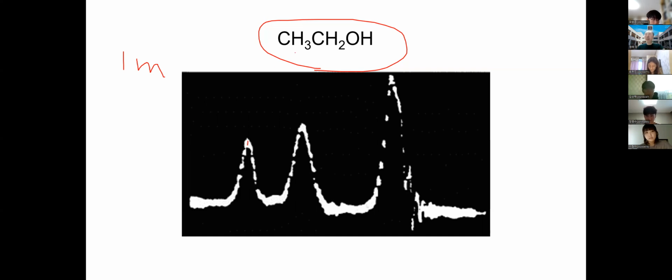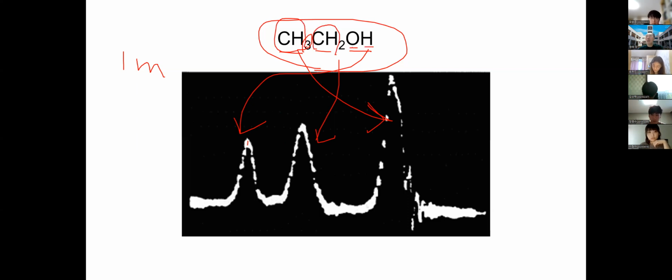But the important thing is, among those protons, this technique can recognize those differences by looking at those sizes. We can assume there are 3 signals here, 2 signals here, 1 signal here. They can distinguish different protons. How? Depending on their environment.